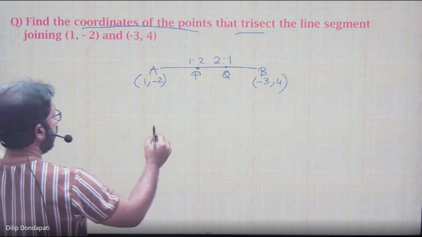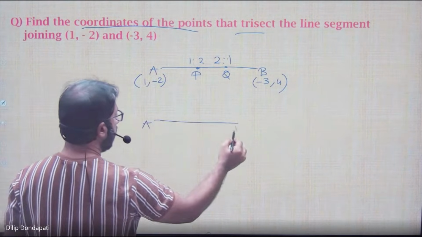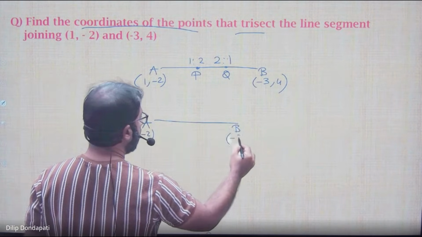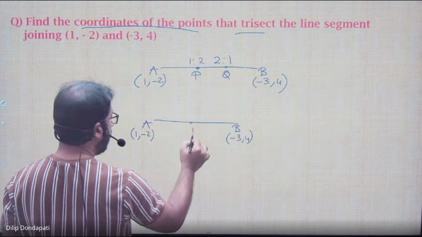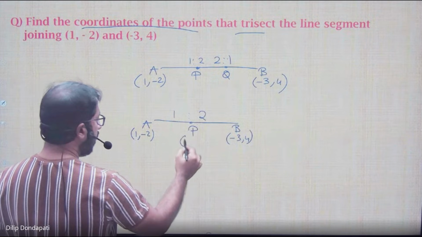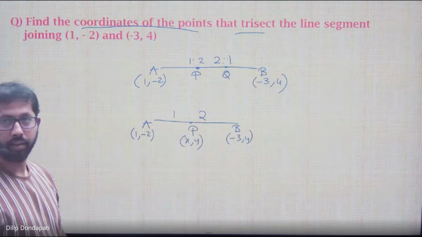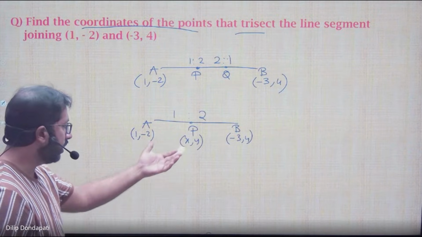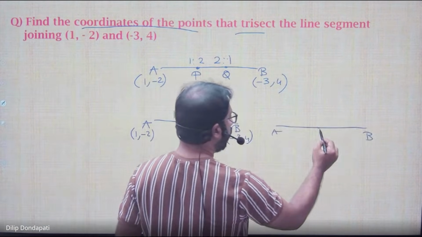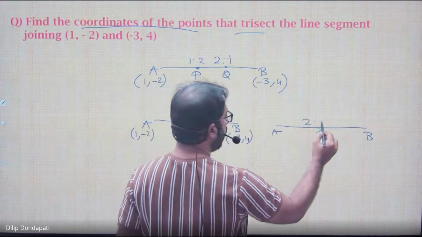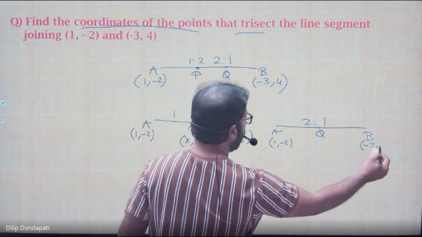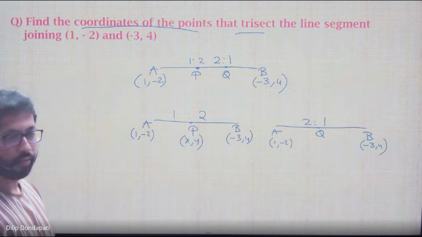point Q. So you have to apply this. A is (1, -2), B is (-3, 4). Take point P, you know the ratio 1 is to 2. You have to find the value of x, y for P by using the section formula. Again the same thing, drawing the diagram, we will find Q also. For Q the ratio is 2 is to 1, with (1, -2) and (-3, 4). Now solve and find the values of P and Q.